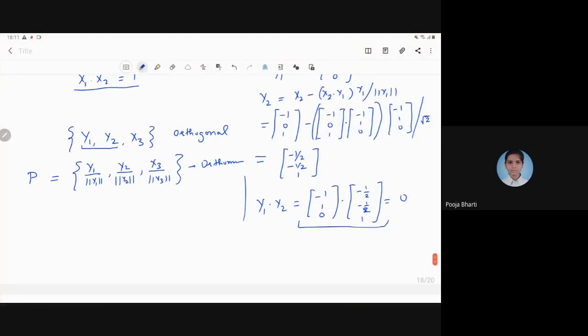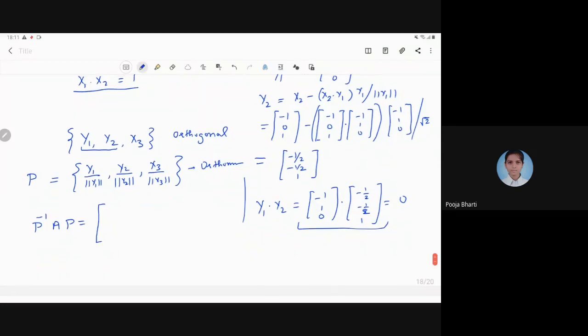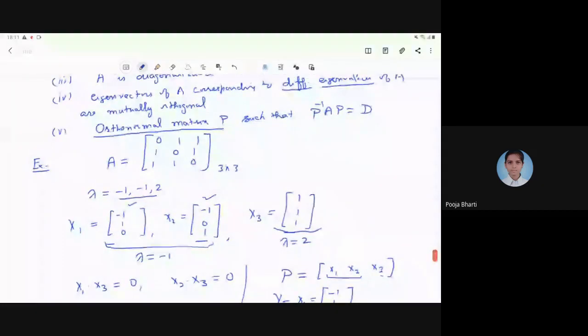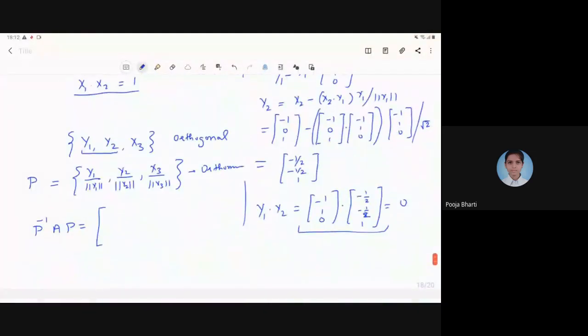If you use this P and simplify P inverse AP, you can calculate Y1 by norm Y1, Y2 by norm Y2. You can write this matrix easily. What you are supposed to get, can you tell me using the result 5? P inverse AP should be equal to the diagonal matrix, and at diagonal places you will get exactly the eigenvalues of the matrix. So what are the eigenvalues in this case? Minus 1, minus 1 and 2. So you will get this output. You can check it yourself.